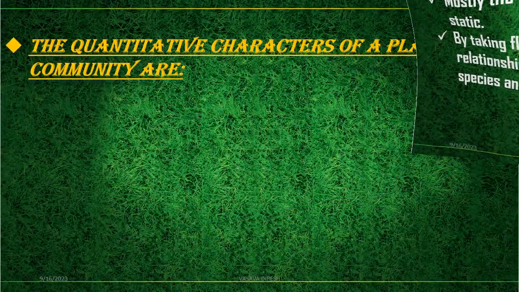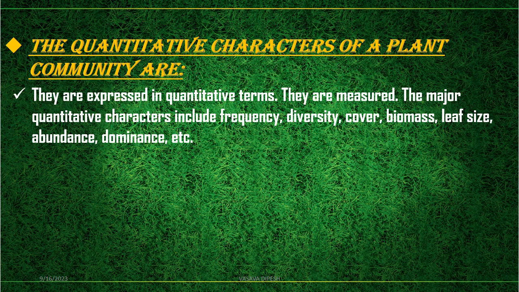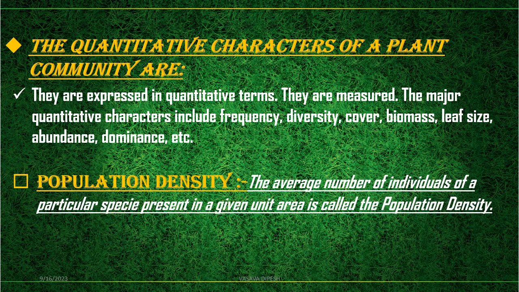The quantitative characters of plant community are as follows. They are expressed in quantitative terms. They are measured. The major quantitative characters include frequency, diversity, cover, biomass, leaf size, abundance, dominance, etc. Population density, the average number of individuals of a particular specific area present in a given unit area. This is called population density.